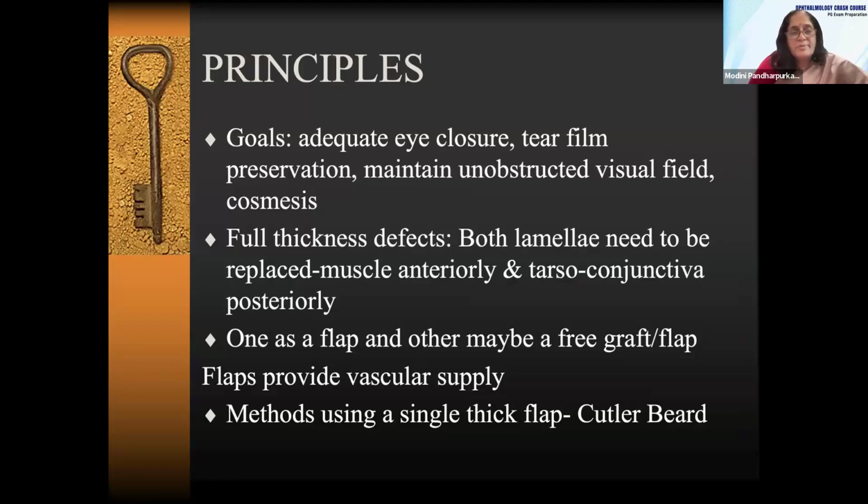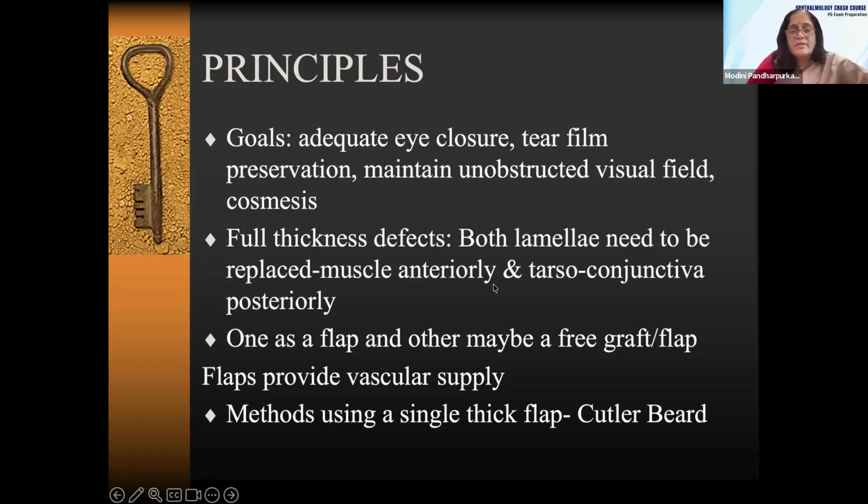So the main principles which guide us when we are reconstructing a lid are: we need adequate eye closure. We need good tear film preservation, because as you know, the blinking of the lids is what spreads the tear film on the surface of the globe. It is also produced by the glands inside the lid, and the lid moves the tear film over the globe. It also maintains an unobstructed visual field if it is properly constructed, because we do not want the visual field to be compromised.